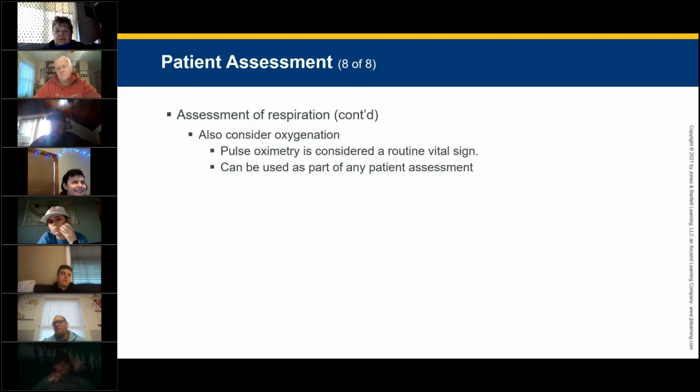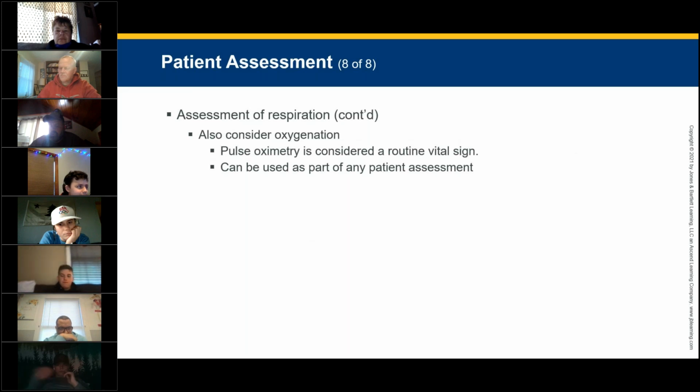Pulse oximetry is a routine vital sign, and you can use it as part of any of your patient assessments. However, the important part here is that it can take as long as 60 seconds to reflect a change. Treat your patient, not the machine. Just because you see a number, you also have to look at your patient, and there are other factors there.